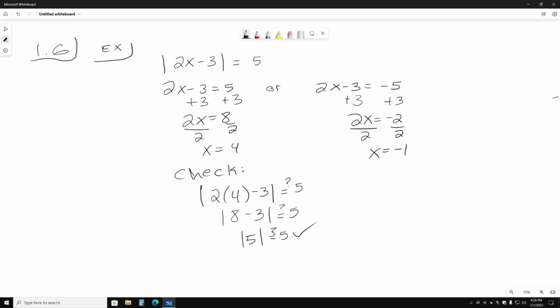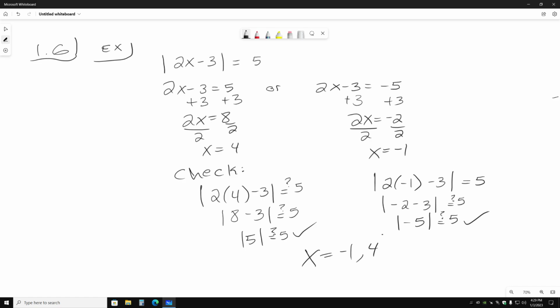And now checking -1, we have the absolute value of 2 times -1 minus 3 equals 5, which gives us the absolute value of -2 minus 3. -2 minus 3 is -5, which means it checks out again. So x equals -1 and 4 are both solutions to this equation.